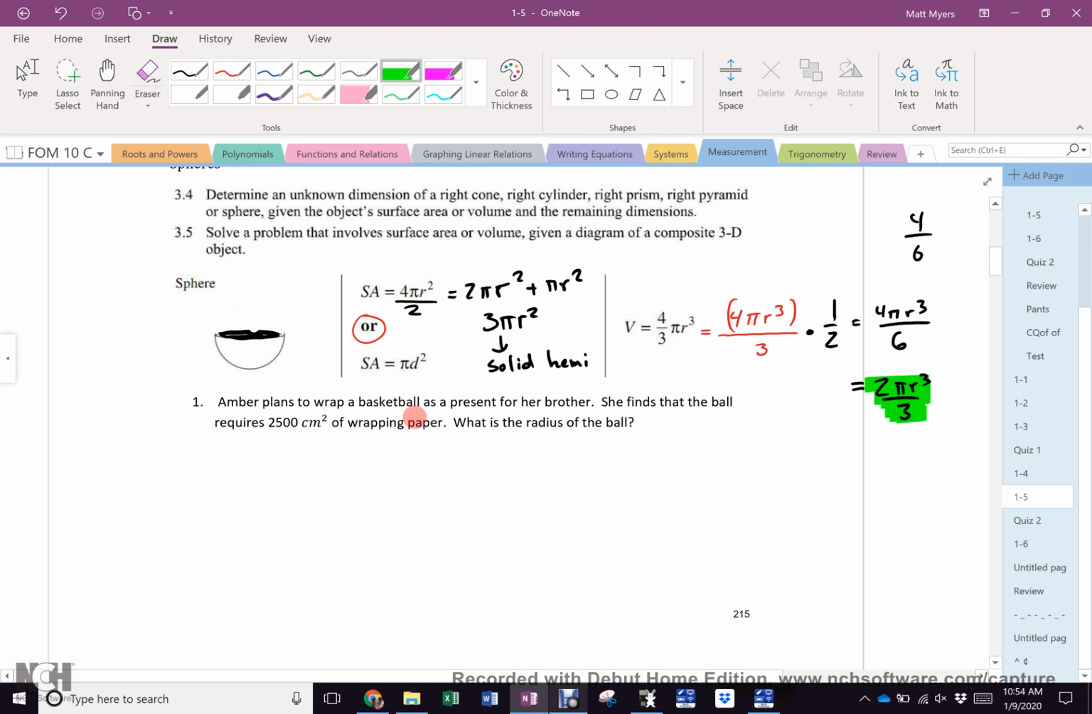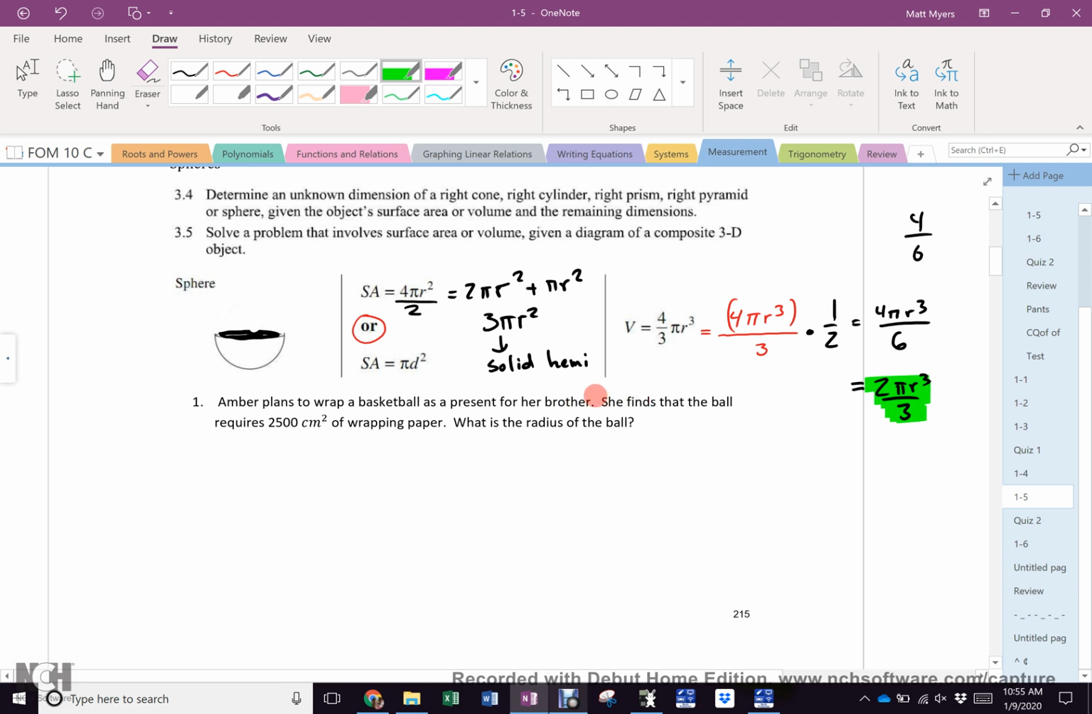This question is stupid. I don't know why I keep it in there. Actually, I do know why I keep it in there. It makes you practice algebra. So let's have a look at this. She's wrapping up a basketball for her brother. She didn't put the basketball in a box. She's trying to wrap a ball. That's dumb. Right? But because she's dumb, we're going to do the math for it.